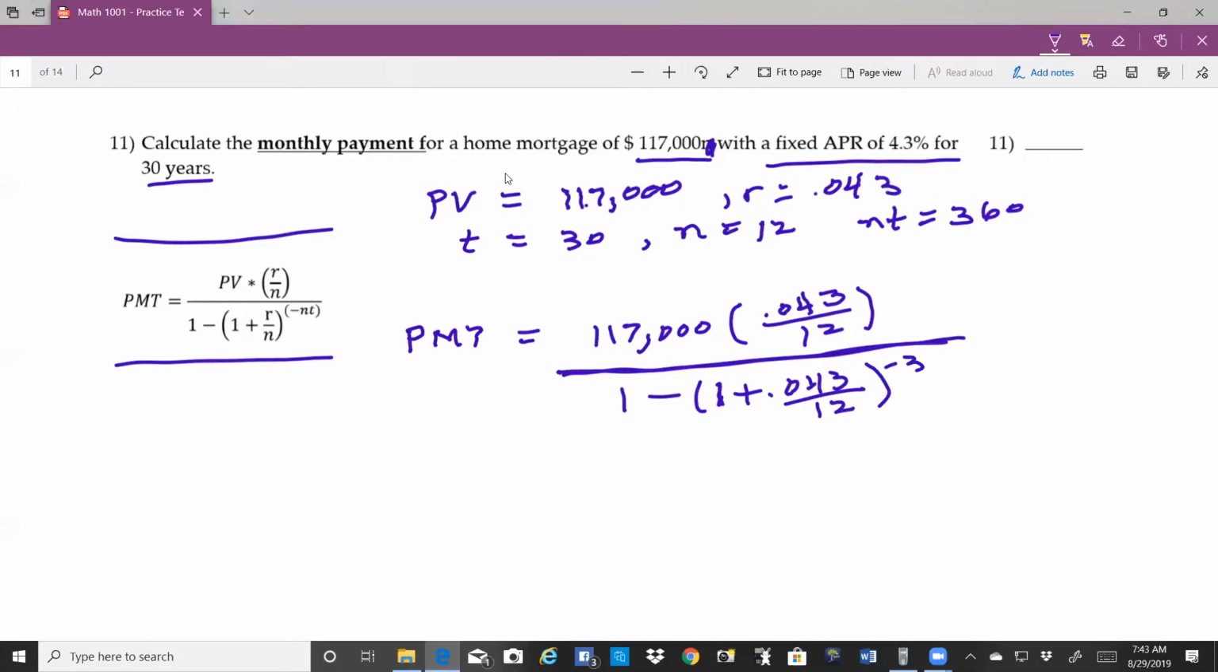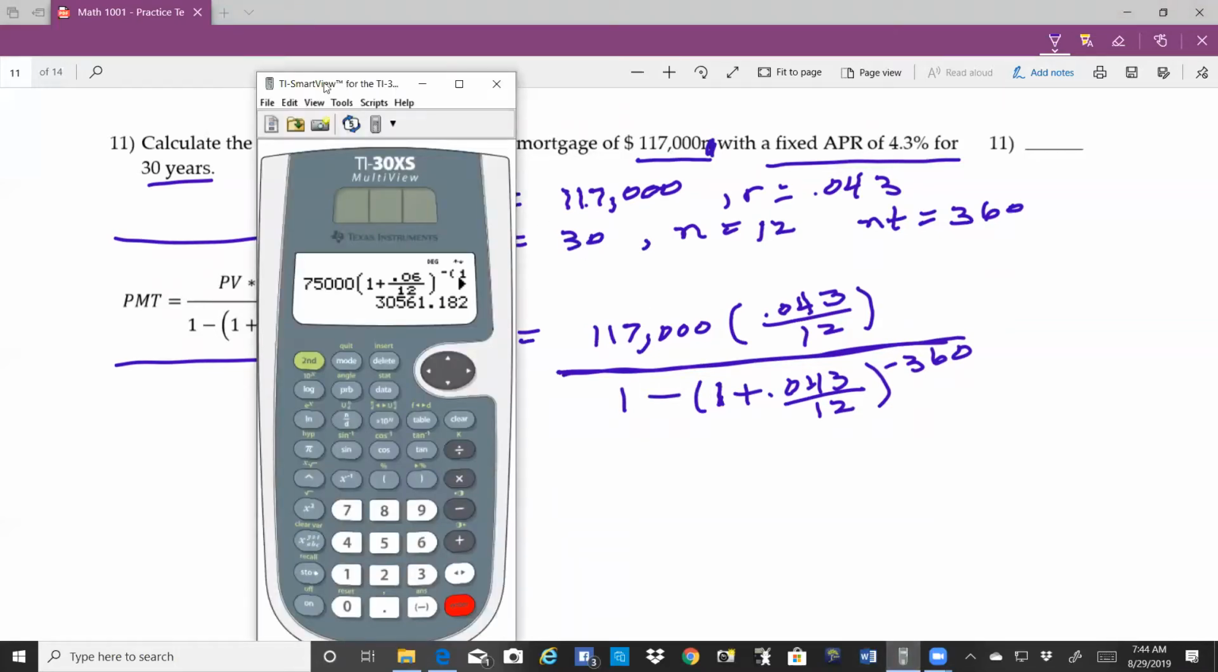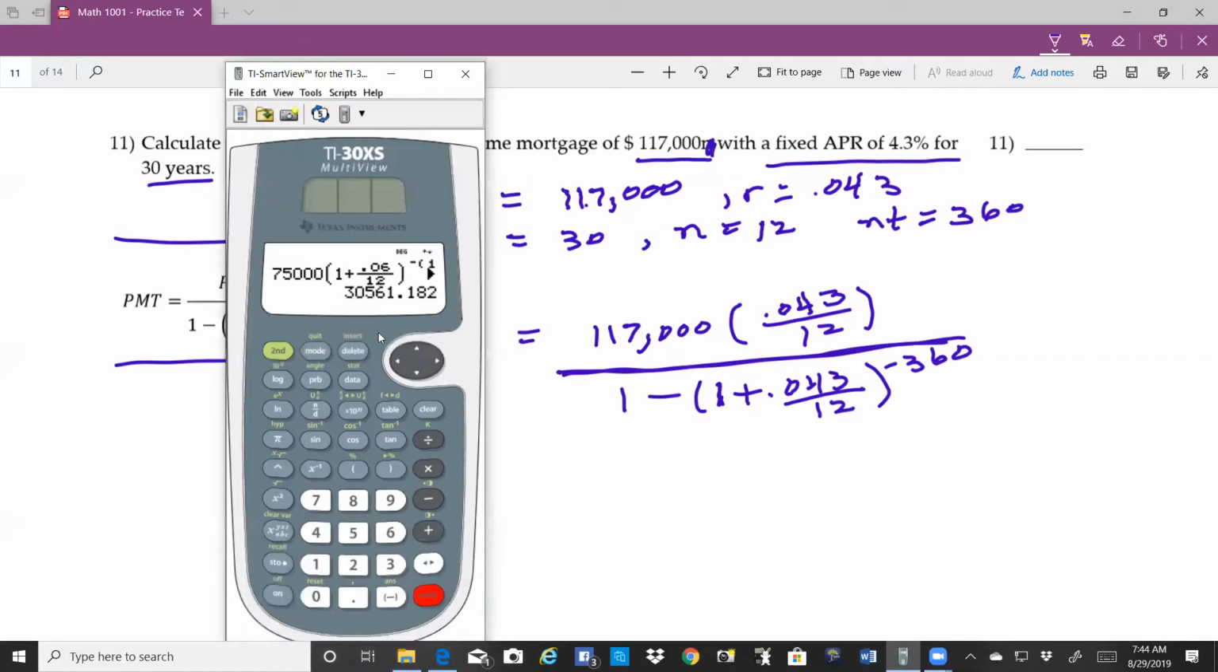To the minus 360. Now I'm going to put this one in. Clear the calculator out. 117,000 parentheses, and I will go ahead and do the 0.043 divided by 12.